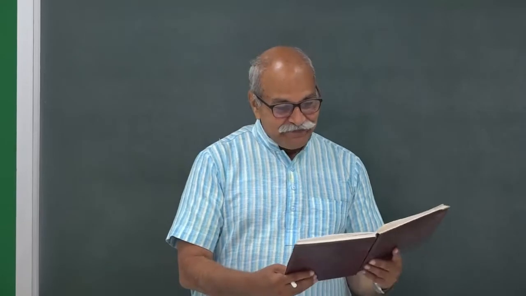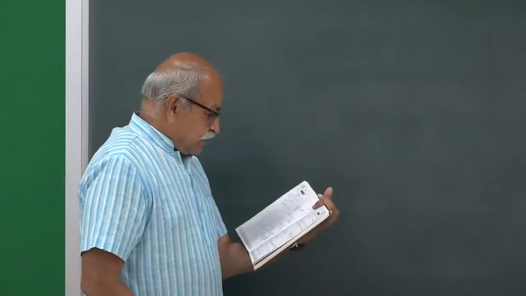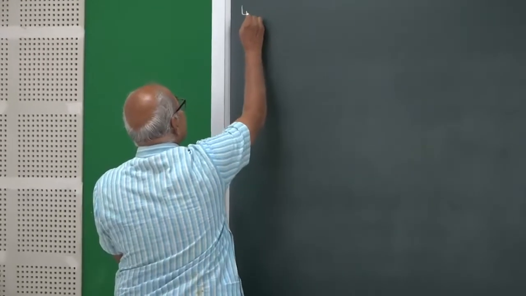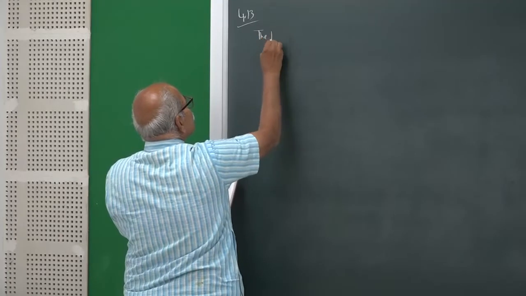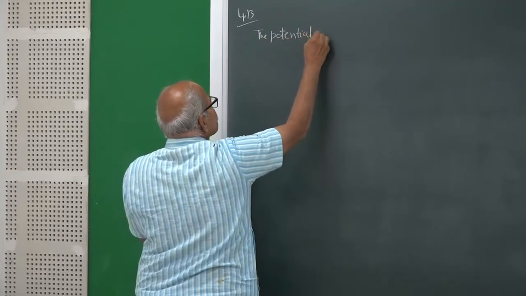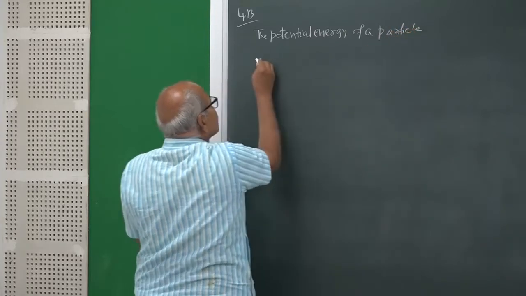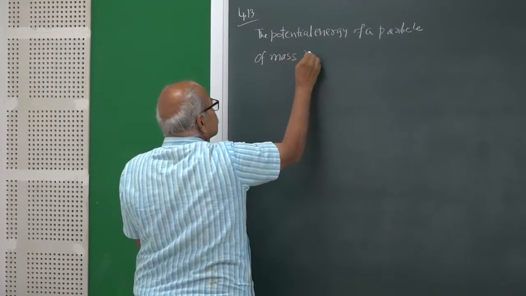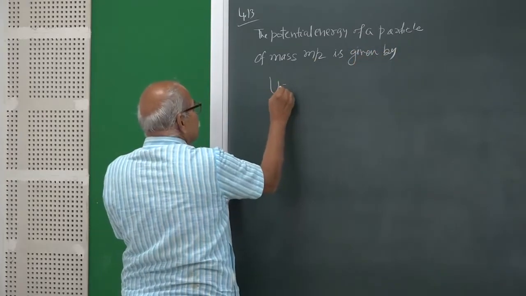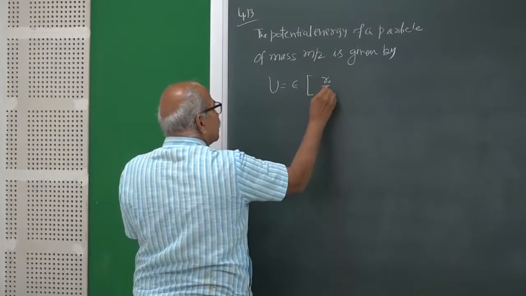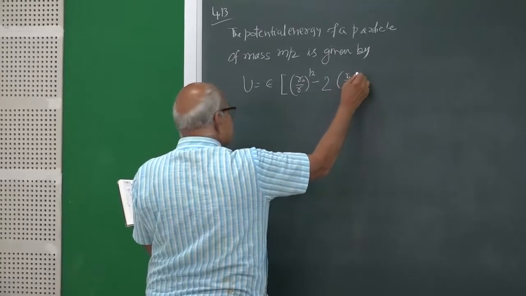So, I start with a problem which is based on this book by Kleppner and Kolenkow, question number 4.13 of Kleppner, and it says that the potential of a particle of mass m by 2 is given by u equal to epsilon, then r naught by r to the power 12 minus 2 r naught by r to the power 6.